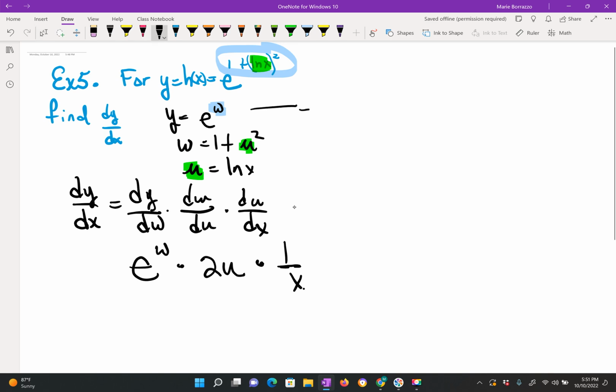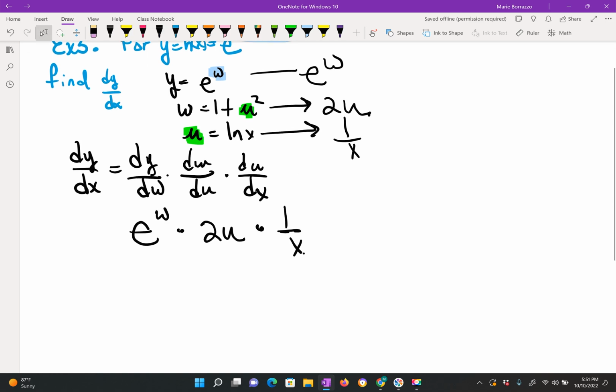So EW comes from here. This is EW. This is where the 2u comes from. And this is where I have 1 over x, hence the natural log of x. Okay, my next step, where e, this is e raised to the 1 plus u squared, again, times 2u, times 1 over x. This is a u, not a w.